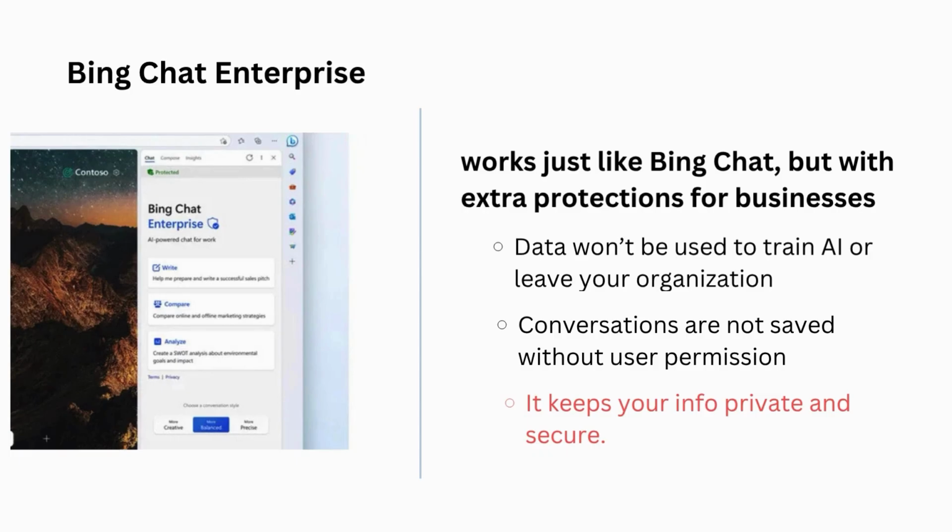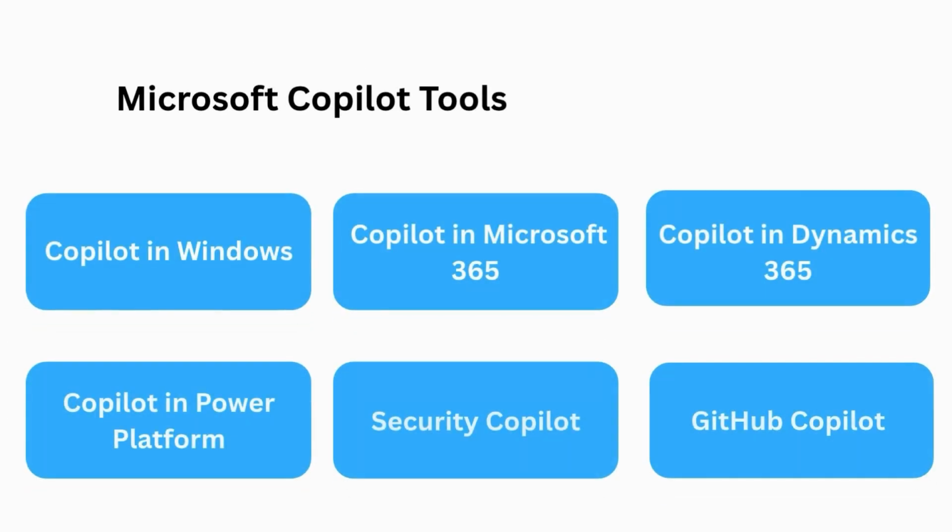Microsoft Copilot Suite includes tools like Copilot in Windows, Microsoft 365, Dynamics 365, Copilot in Power Platform, Security Copilot, and GitHub Copilot. What is it? Microsoft Copilot is a family of AI tools that help with tasks in apps like Word, Excel, Dynamics, and even cybersecurity and app development.